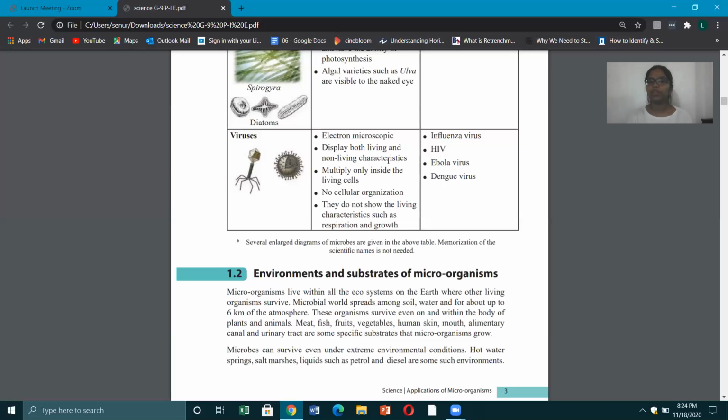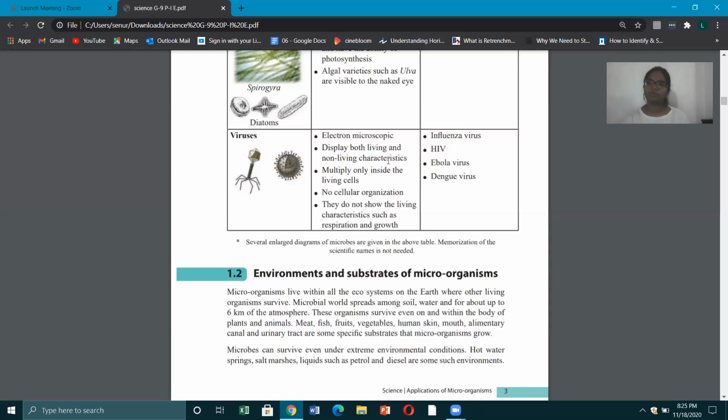Why do we say that they are non-living then? Because just because they reproduce, we can't classify an organism as a living organism. You can't do that. Because a living organism should be fully capable of growth, of nutrition, of sometimes locomotion or movement.